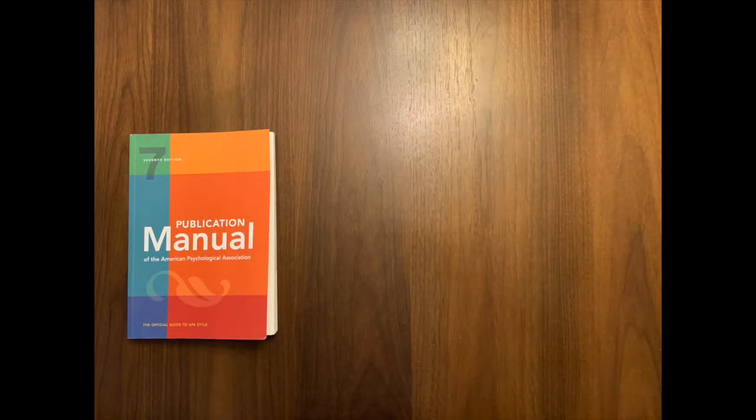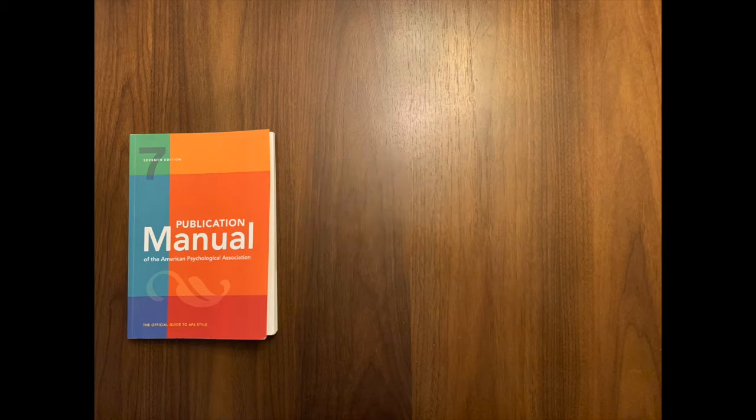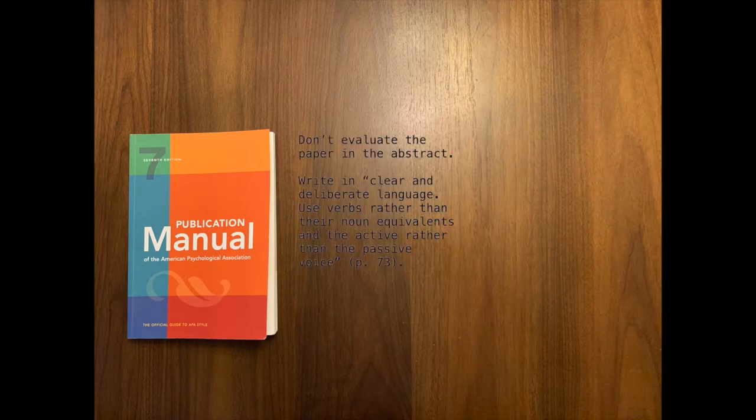their application. APA 7th edition states that a quality abstract, quote, correctly reflects the purpose and content of the paper. Do not include information that does not appear in the paper body. It also states that good abstracts are non-evaluative. Abstracts are for reporting, not evaluating. Abstracts should be written in, quote, clear and deliberate language. Use verbs rather than their noun equivalents and the active rather than the passive voice.